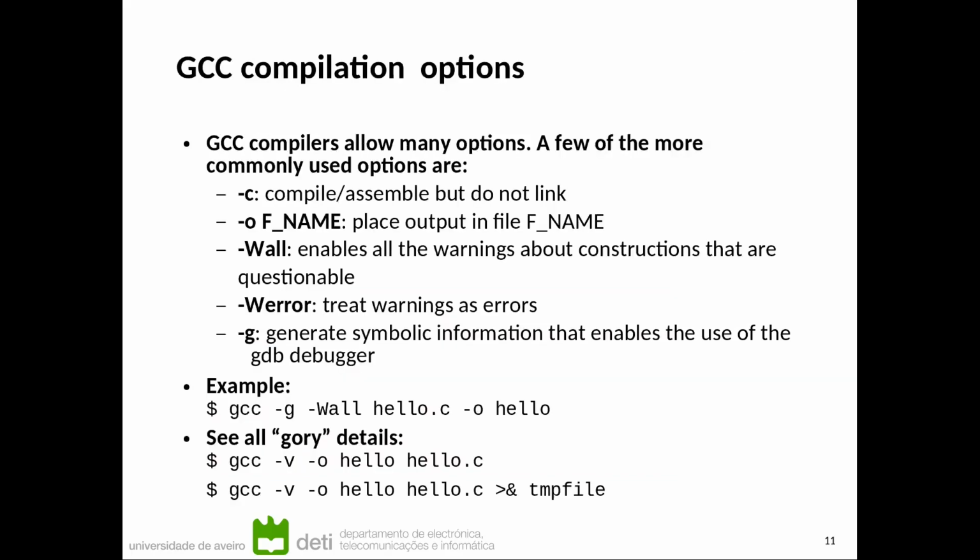compiling. GCC allows several options. We have here some of them. We have used the first two, -c to compile only but do not link, and -o to say where I want to write the output. And one that I have not used, which is -W, uppercase W, saying that I want to enable warnings.